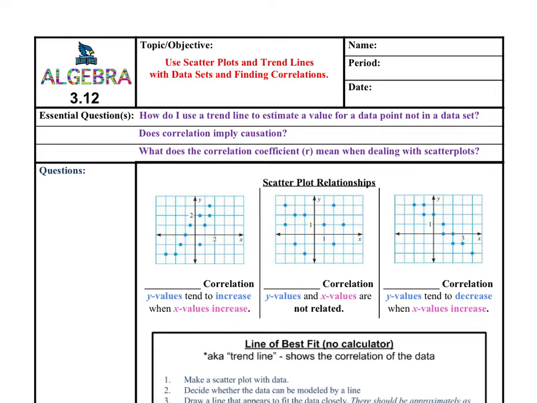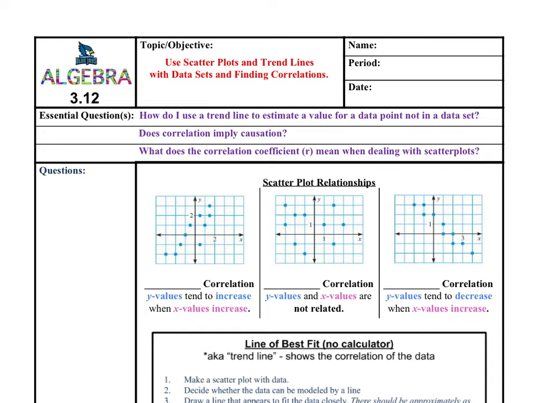Today we are talking about scatter plots and their trend lines, which we also call lines of best fit, and also their correlations. So this section is going to be split up into two parts. You can do this section at home, and then we'll talk about how to actually make a line of best fit on the calculator in class. So let's talk about scatter plot relationships. We have three different kinds.